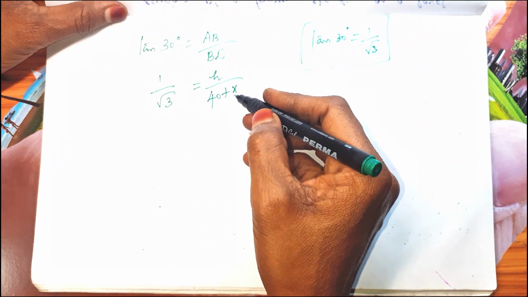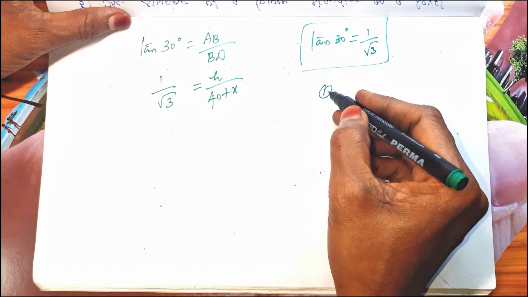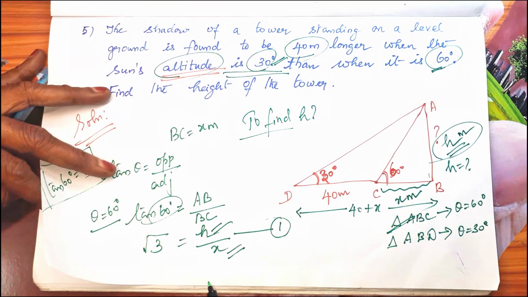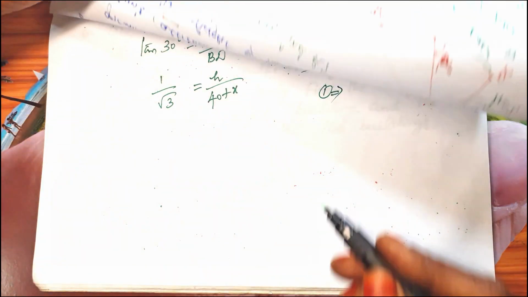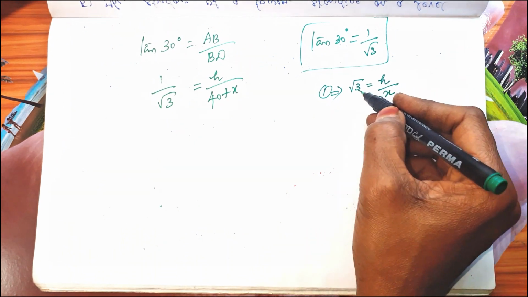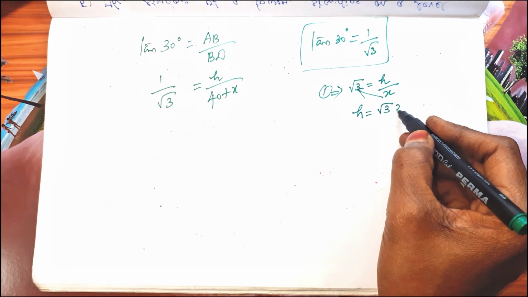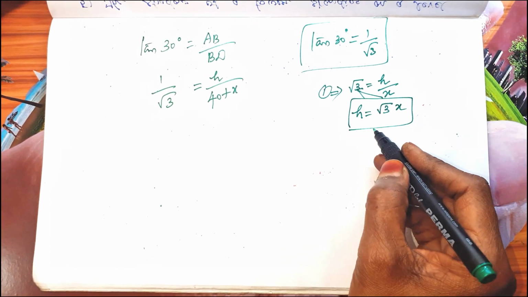So what did we already get using equation number 1? From equation number 1 we know that root 3 is equal to h by x. When we multiply this here, h can be written as root 3 into x. Am I right?